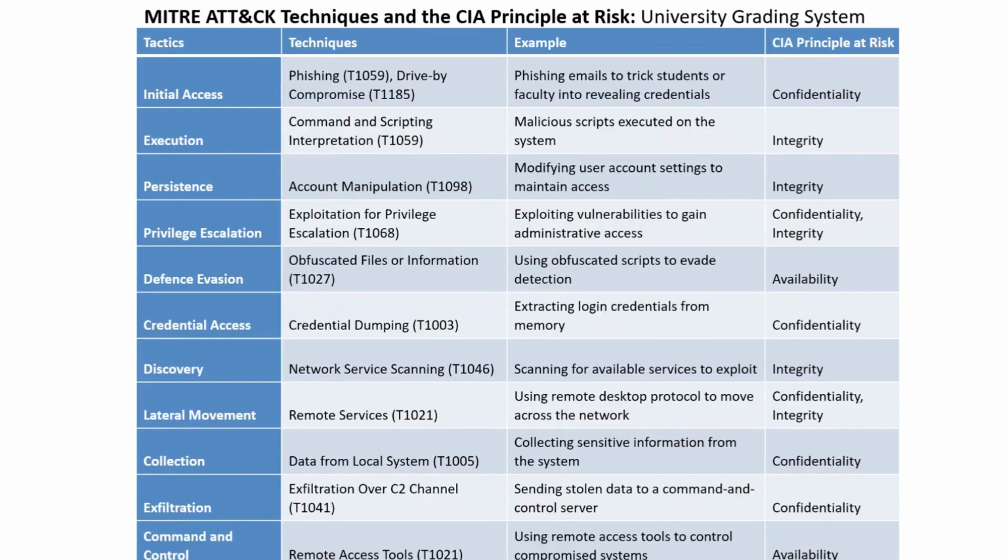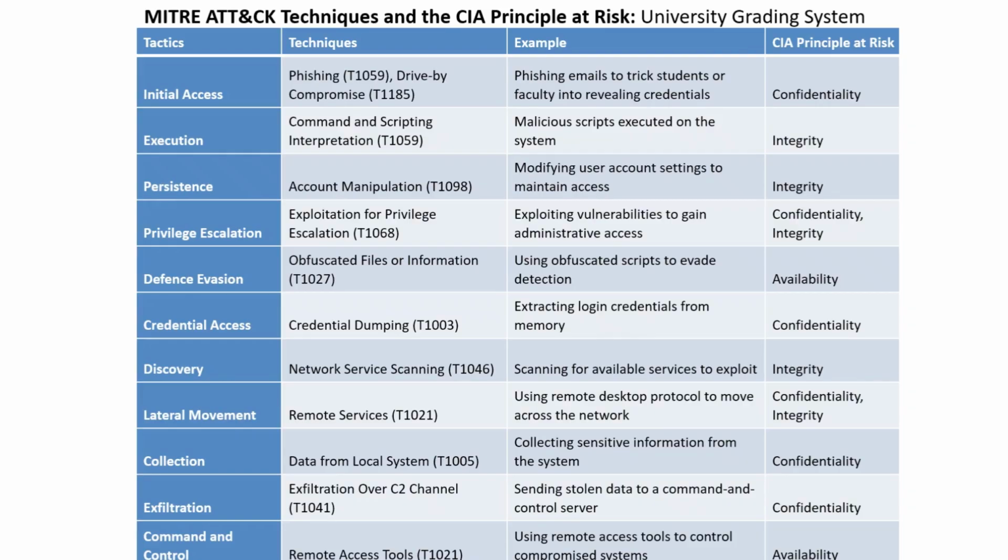So for the school or university grading system, we'll see that the initial access, credential access, collection, and exfiltration all violate confidentiality, as it has to do with the exposure of data. Then for integrity violation, we have execution, persistence, and also discovery. Why? Because at that point they can manipulate or modify data.